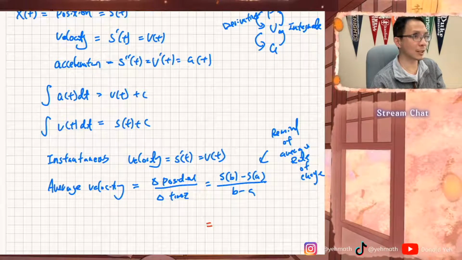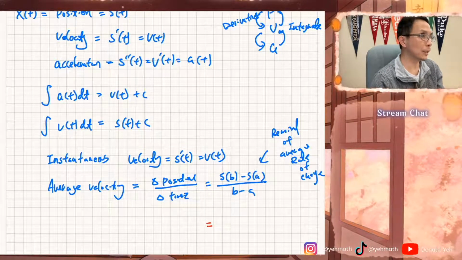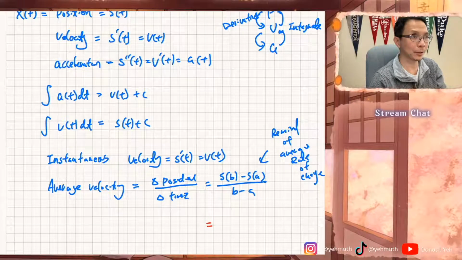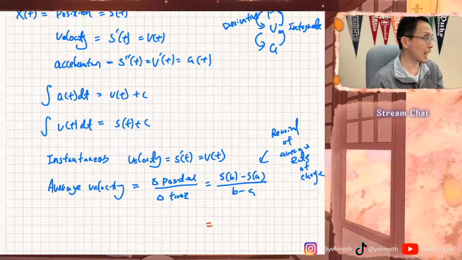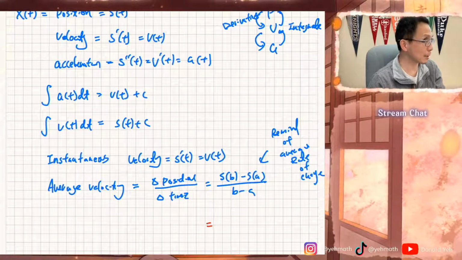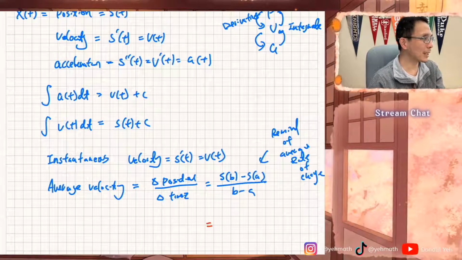Any type of velocity. So what if I give you v of t is equal to 2t? How would I find the average velocity if a velocity is given as opposed to position? Yes, Zach? Yeah, but there's something else.